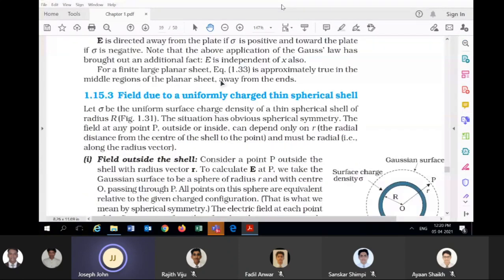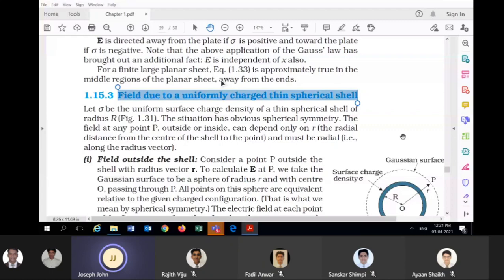Field due to a uniformly charged thin spherical shell. Last application. Chapter is getting over, okay? Chapter is finishing now. Field due to a uniformly charged thin spherical shell.